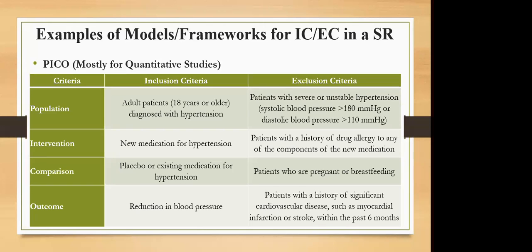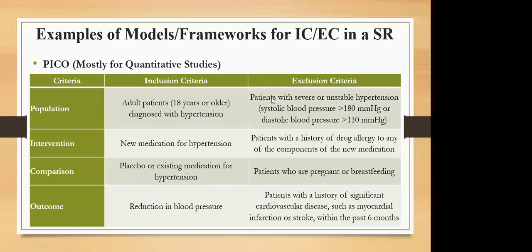That's compared with other existing medications among adults who are age 18 or older. Now this is the inclusion criteria. We need to include studies that are reporting adults aged 18 years or older, right, diagnosed with hypertension. Now, in our exclusion criteria, we don't just want to involve all adults aged 18 years or older diagnosed with hypertension.